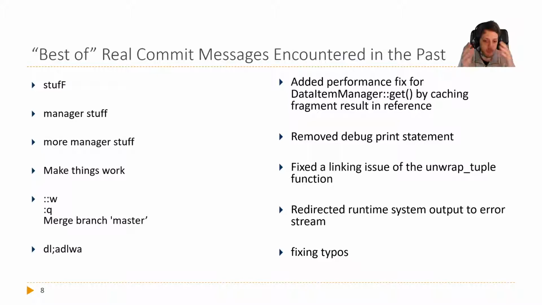although you could put additional information there. "Fix the linking issue of the unwrapped tuple function." Doesn't give you a lot of information if you don't know the project, but if you do, then why not? It's just some makefile editing, if I remember correctly. "Redirect the runtime system output to error stream." Straightforward, tells you what happened. At some point you ran your program, you were doing some pipe redirection, and you are missing the entire output. You immediately know why this happened, because somebody switched from standard out to standard error.